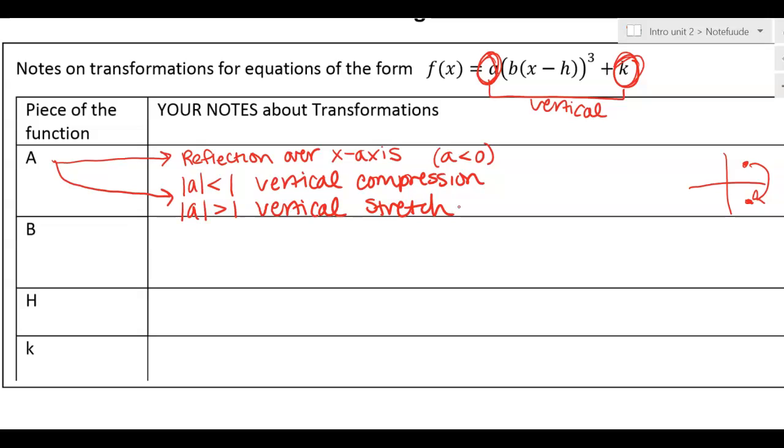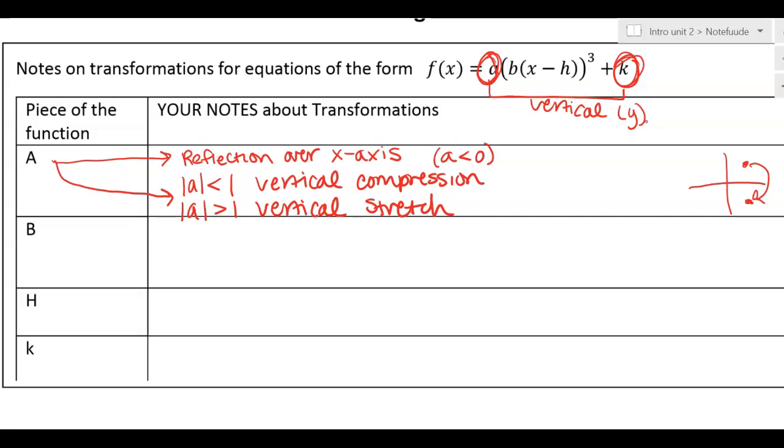Right? And let's do the other vertical thing while we're here so that we can really sort it in our head that the vertical things are affecting the y's. So if you want to write a note next to vertical, that this is changing the y coordinates of the graph. Okay? So A controls one aspect of it, reflecting it or stretching and compressing it.